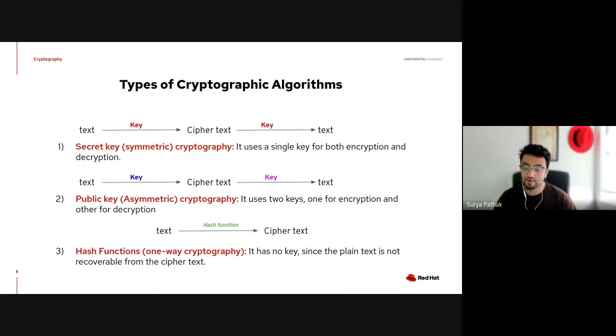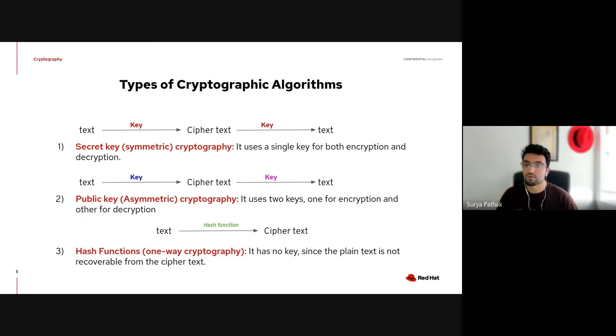The third kind of cryptographic algorithm, which we are going to discuss in this talk today, is hash function cryptography. It is one-way cryptography, meaning you can encrypt a text using the hash function to some coded word. However, that coded word cannot be hashed back into the original text. It is also used in data obfuscation techniques by data scientists, which we will see later.